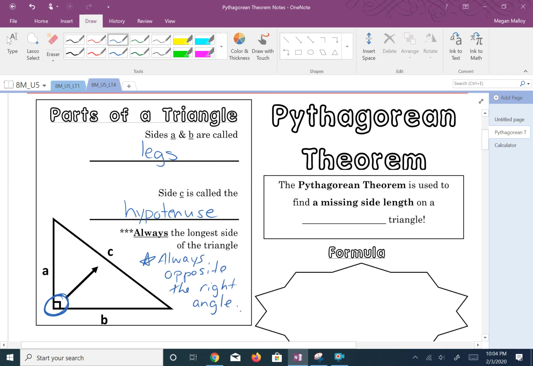And one thing to remember with the Pythagorean theorem, it is also only good to be used within a right triangle. So if you don't have a right triangle, unfortunately we cannot use the Pythagorean theorem. So the Pythagorean theorem is used to find a missing side length on a right triangle.